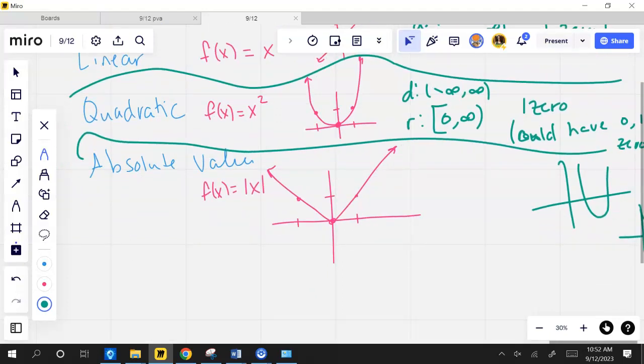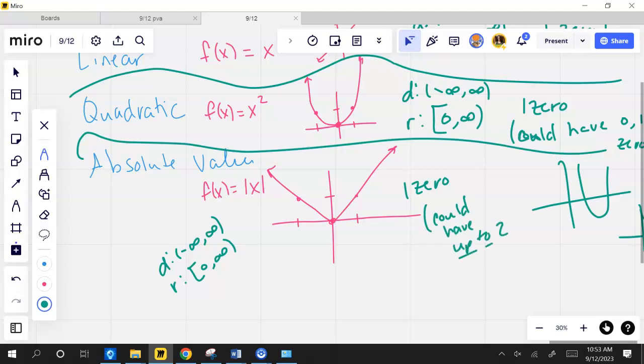How about absolute value? What's the domain? There you go. What's the range? 0 to infinity. In fact, all of this is the same as the quadratic, this has 1 zero. Same as that.